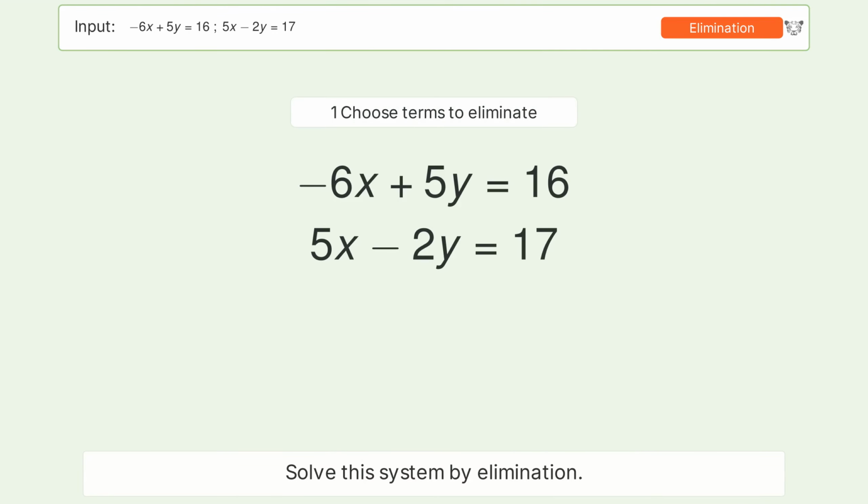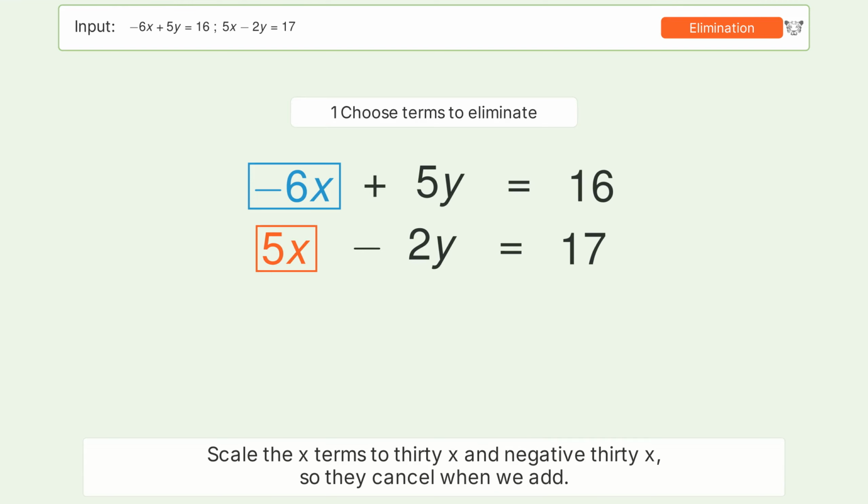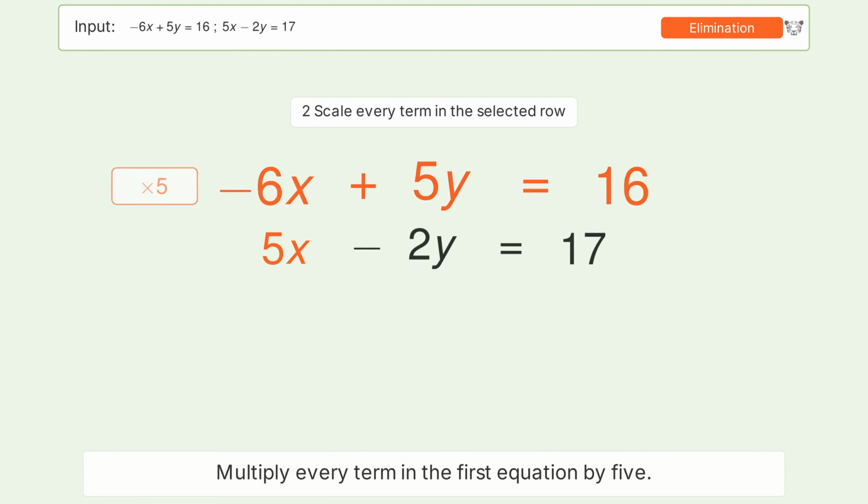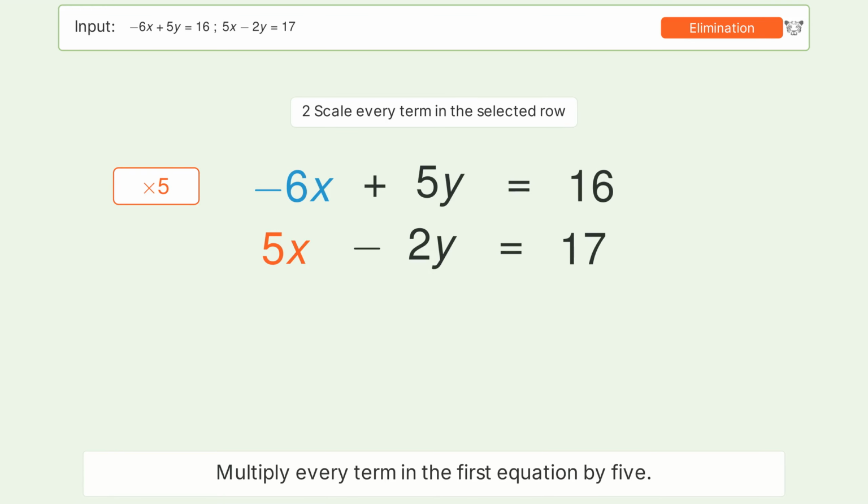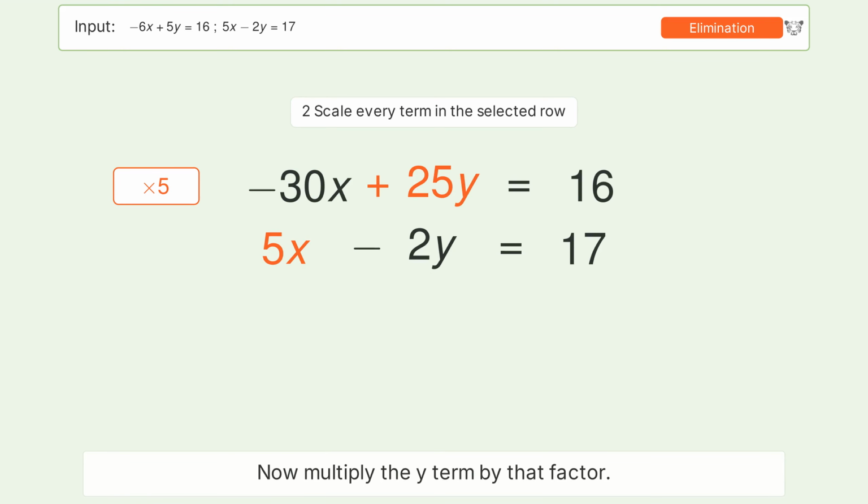Solve this system by elimination. Scale the x terms to 30x and negative 30x, so they cancel when we add. Multiply every term in the first equation by 5. Multiply the x term by the same factor. Now multiply the y term by that factor. Finally, multiply the right side too.